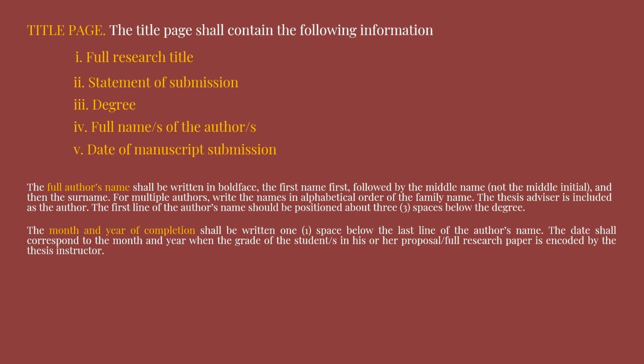And the month and year of completion should be written 1 space below the last line of the author's name. The date shall correspond to the month and the year when your grade in this proposal or full research paper is encoded by your thesis instructor.